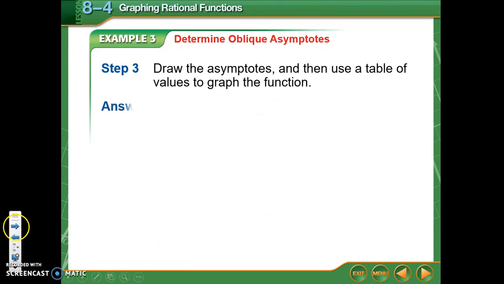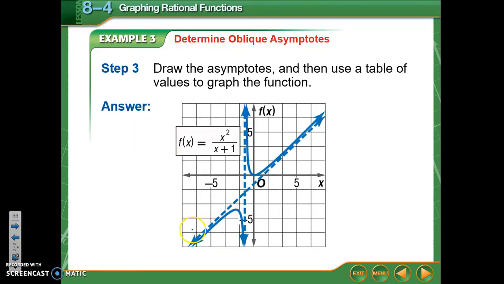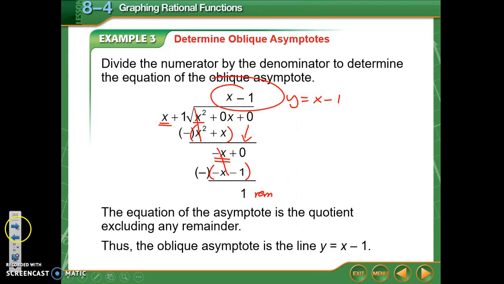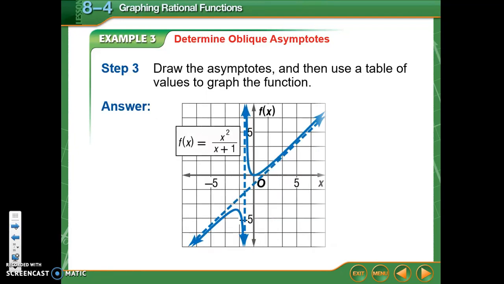So I'm going to draw in my asymptotes. Here I have the line y equals x minus 1, which we got back here, right? Y equals x minus 1 is my oblique asymptote, so a y-intercept of negative 1 and a slope of 1. My vertical asymptote is x equals negative 1. And then I would use a table of values to graph my function.